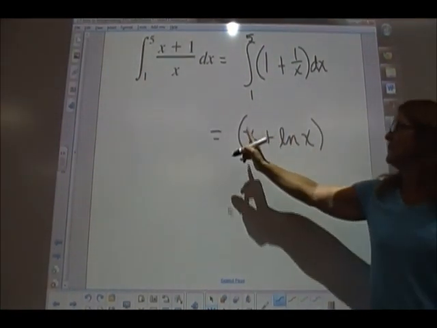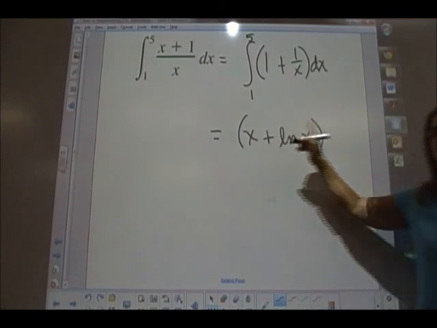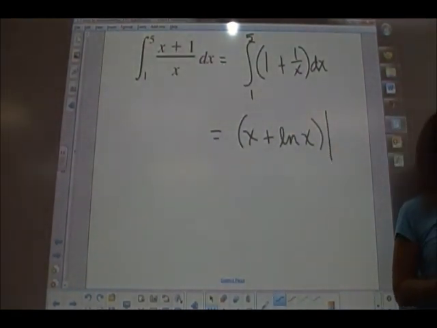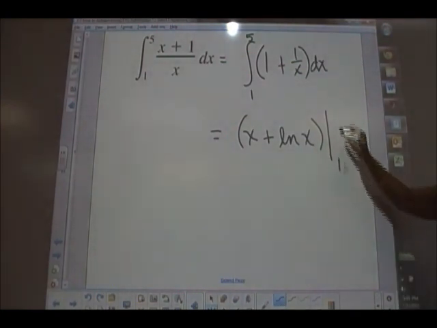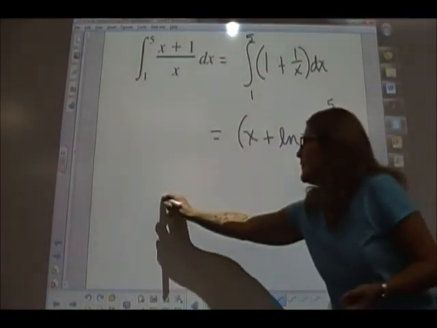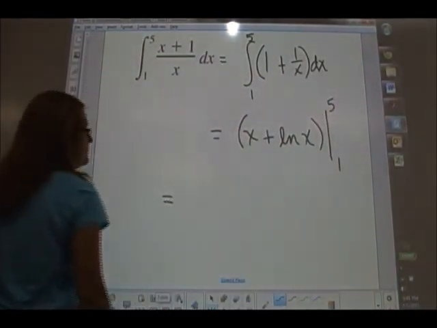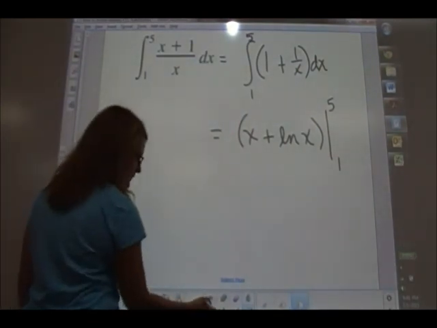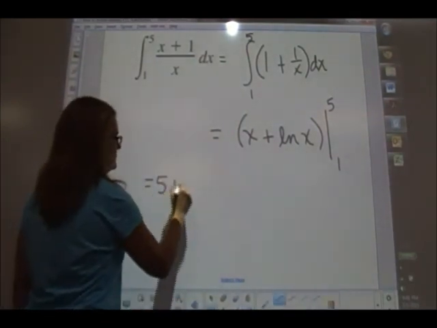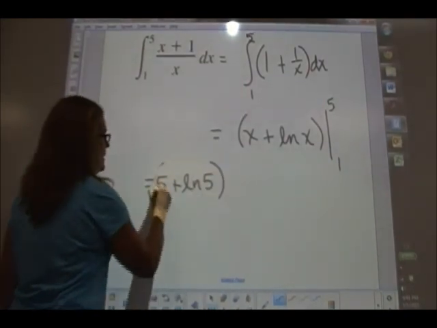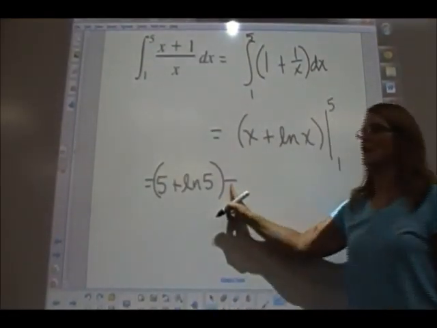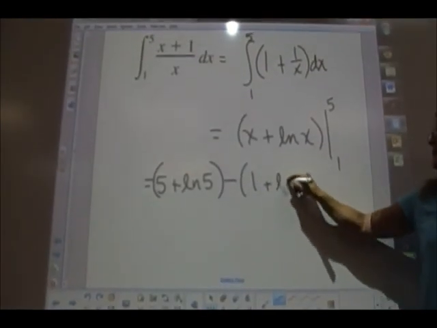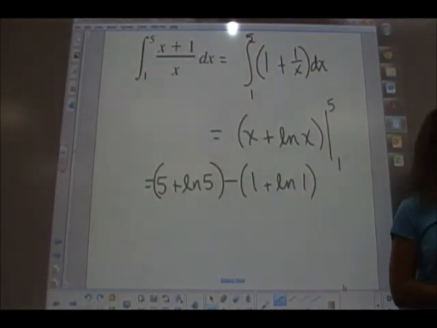And then, what do I put? Do I put the integral symbol or do I put the vertical line? Because I've used the formulas from 1 to 5. Okay, so which one do I plug in first? 5. So 5 plus the natural log of 5 minus, and the minus comes from the fundamental theorem of calculus, 1 plus the natural log of 1.